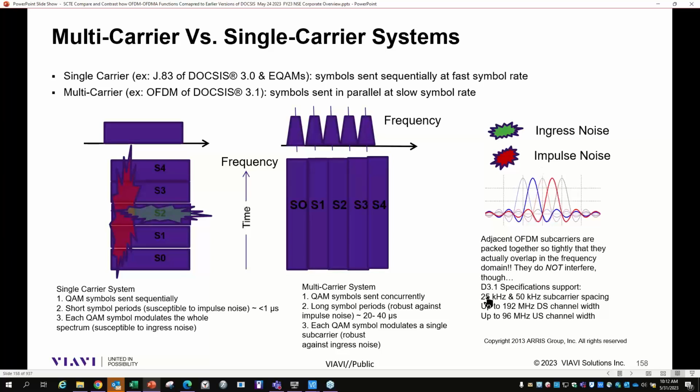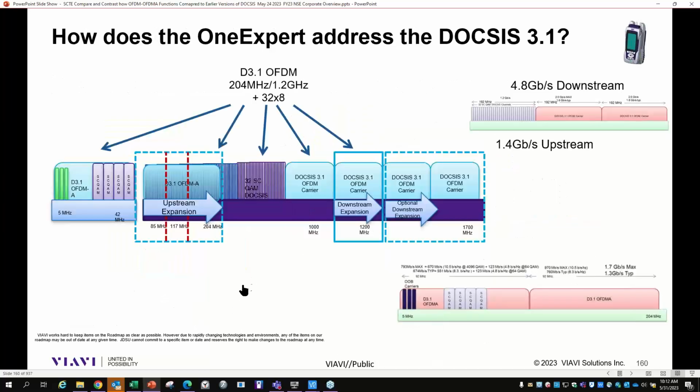Each subcarrier can have 25 or 50 kilohertz spacing. Obviously, we talked about the bandwidth itself. So this is the reason for this technology, the expansion of bandwidth: OFDMA on the upstream, OFDM on the downstream, and the capabilities to deploy that.